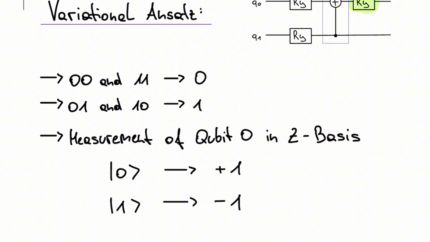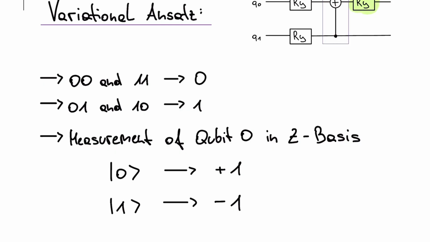Now what we want is to set up the system so that for input 0,0 or 1,1, qubit 0 ends up in state 1, so the measurement result is equal to -1, and for input 0,1 and 1,0, qubit 0 ends up in state 0, so the measurement result is +1. Later, during training, the model will adjust its parameters so that this mapping is learned. How do we achieve this?